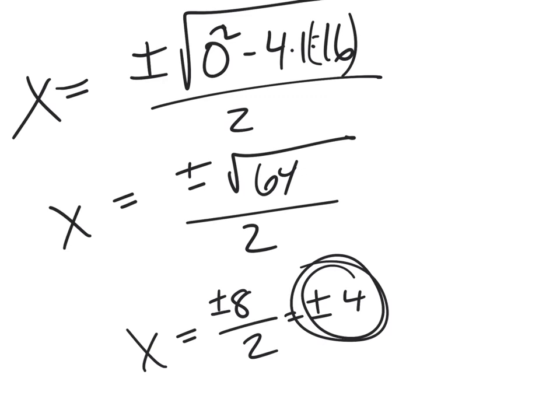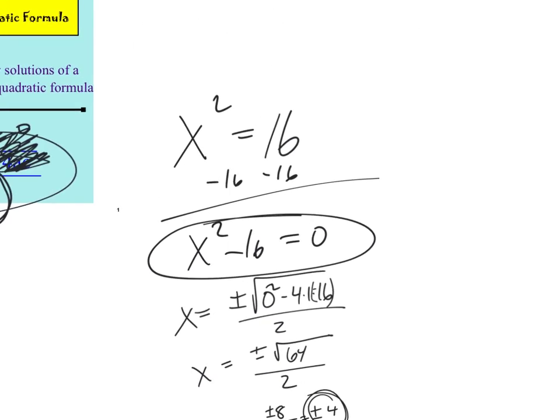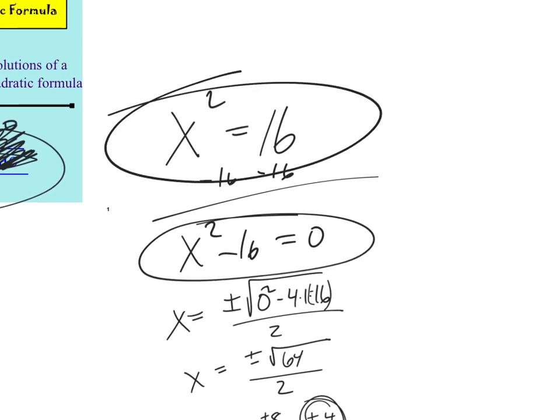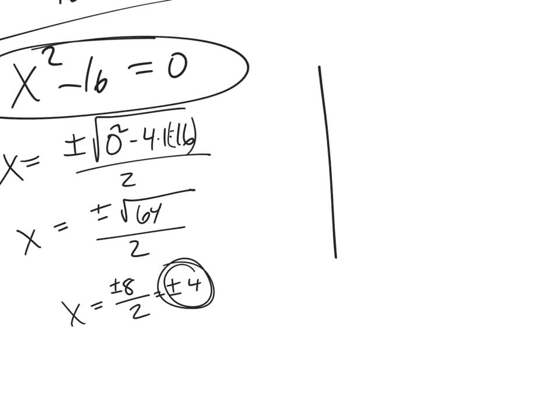Okay, and what are they? They're the x-intercepts. If I were to graph the original, or even the original, you'd end up with 4 and negative 4. So if I was to make a picture, let's do the one that's set equal to 0. That's just going to be a parabola. It touches at 4 and negative 4.